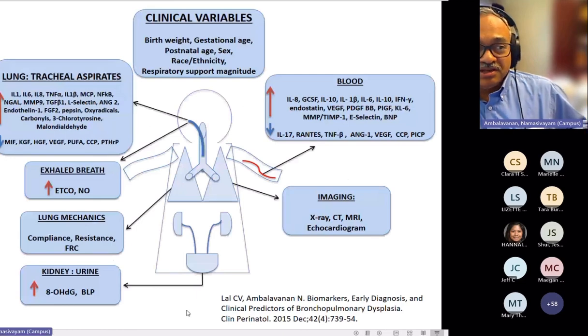As I mentioned, there are many biomarkers, and clinical variables such as birth weight, gestational age, and respiratory support alone would explain a lot of your risk of BPD. I think probably 80 to 85% of your probability of BPD you can predict based just on birth weight and respiratory support magnitude. But then you can also look at various inflammatory mediators in the blood, tracheal aspirates, exhaled breath, lung mechanics, urinary biomarkers, or imaging. You look at the chest X-ray and you see multiple patchy areas of atelectasis and large cysts, you know that baby has severe BPD. Echocardiogram.